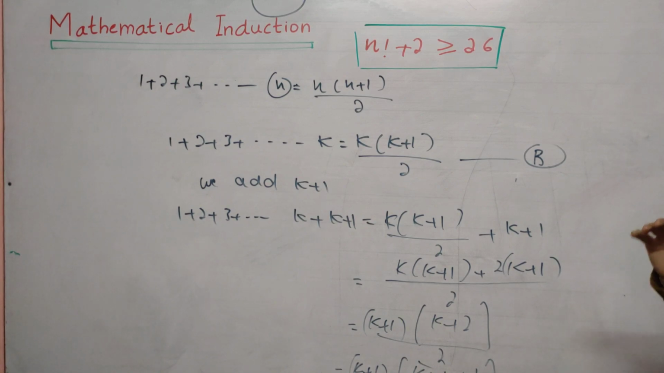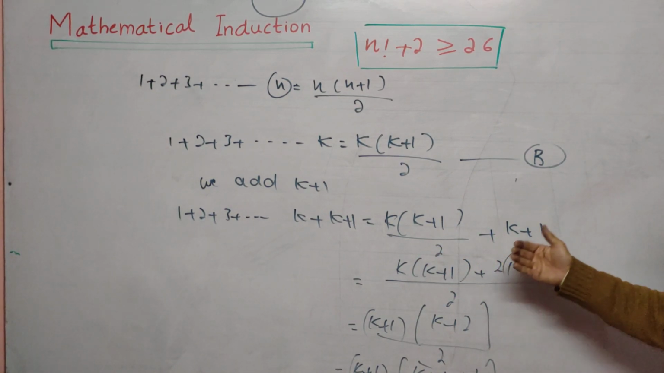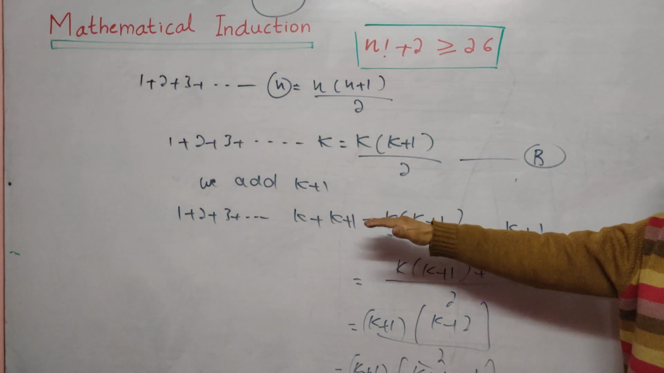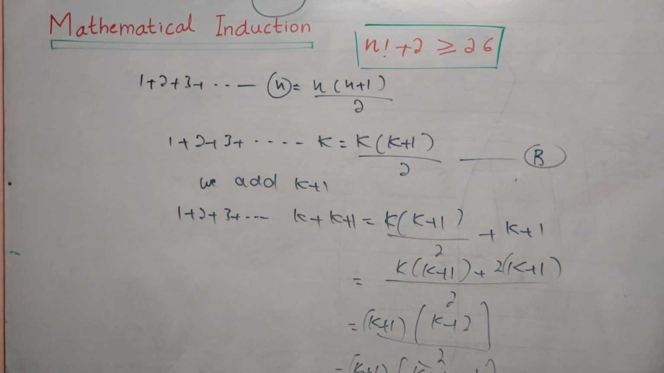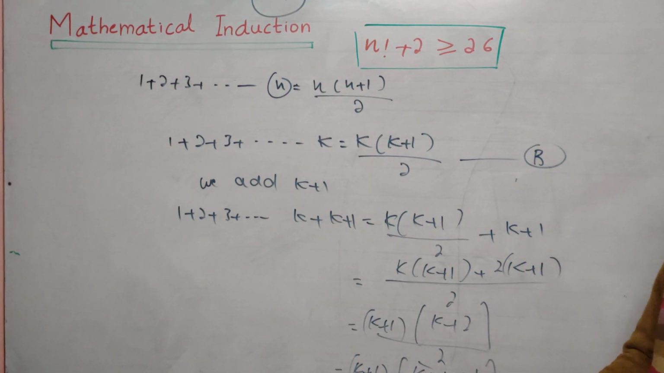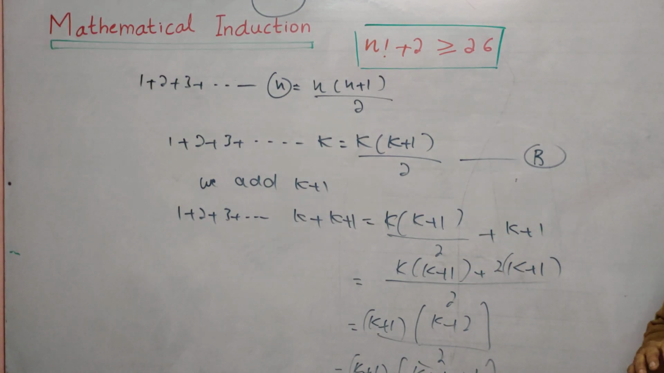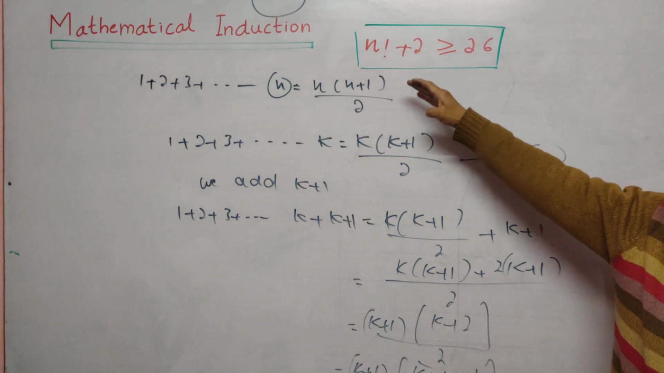Hence, once we prove that it is true for n equal to k plus 1, it will prove that it is true for all positive values of n. Now we can say that it is true for all positive values of n. So this was the induction method by which we can prove that a statement is true for every positive value of n.